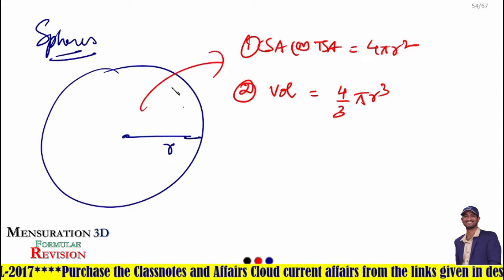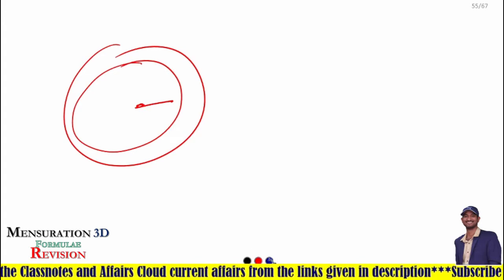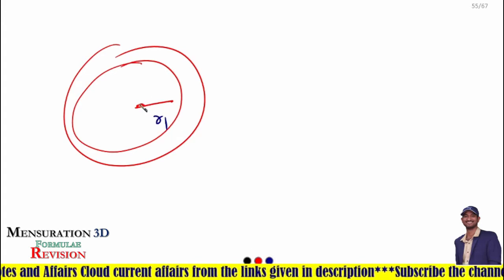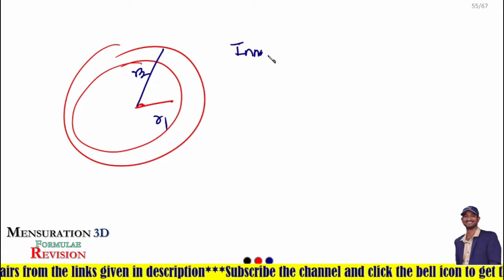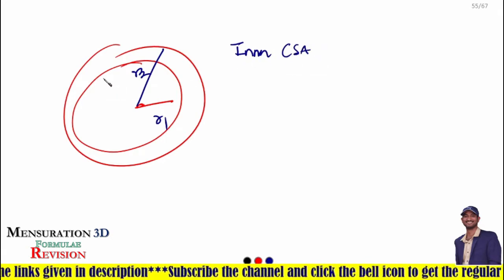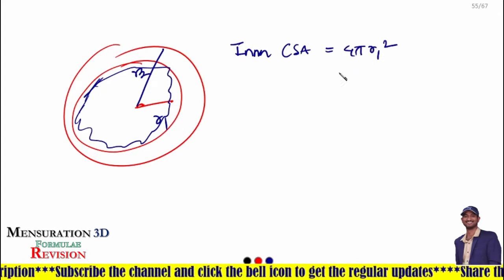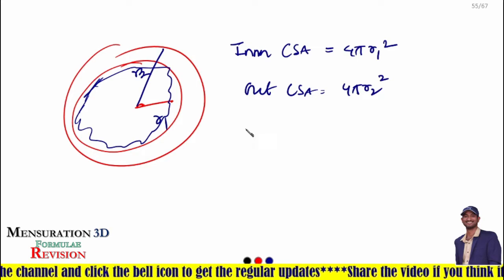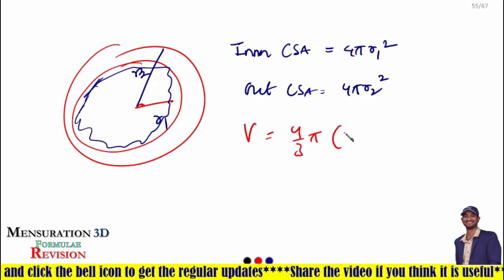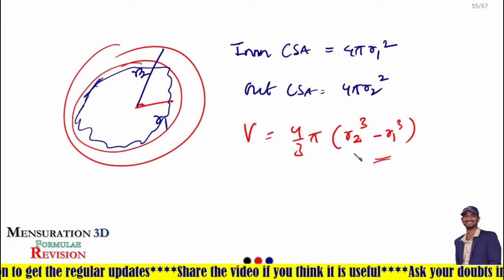It is about a solid sphere. When you talk about a hollow sphere, we have different radii. R1 is the radius of the inner sphere and R2 is the radius of the outer sphere. Then what is the volume of this hollow sphere or the curved surface area? First, talk about curved surface area. Inner curved surface area is 4 pi R1 square and outer curved surface area is 4 pi R2 square. What about volume? 4/3 pi (R2 cube minus R1 cube). This is the volume of the hollow sphere.